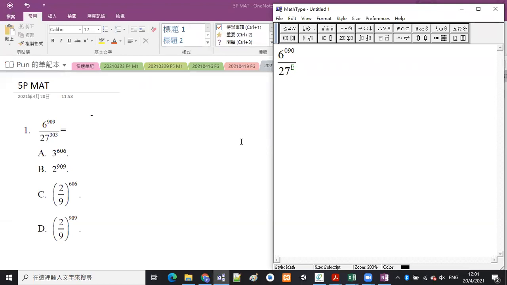Wait, is it? That is changed. That is changed. It should be 909. What is this change to? Let me see. It's 909. Sorry, 909 over.